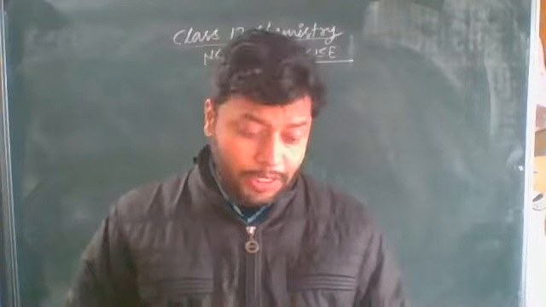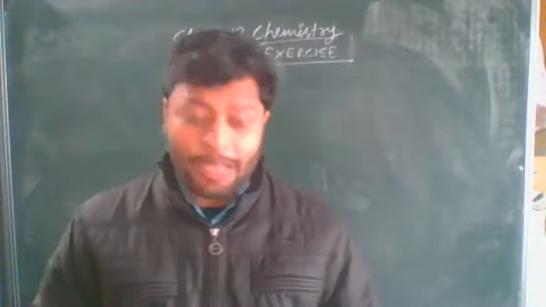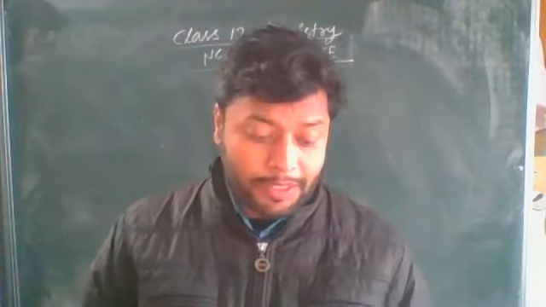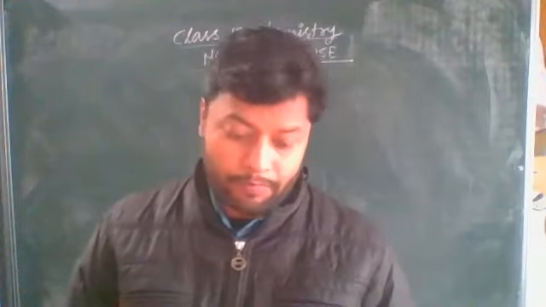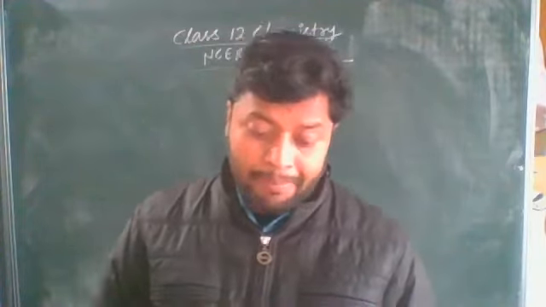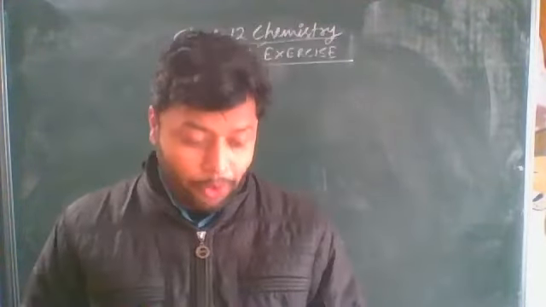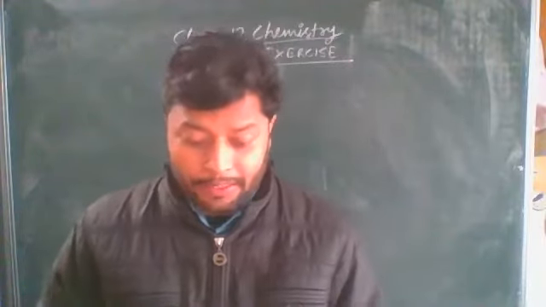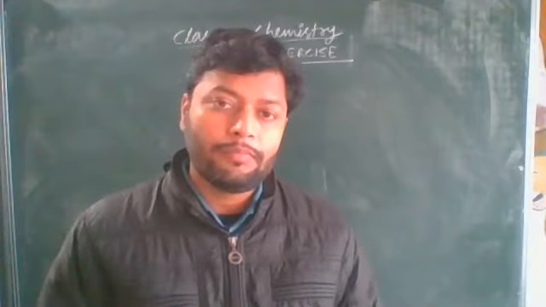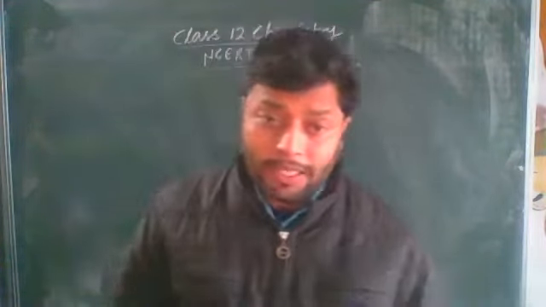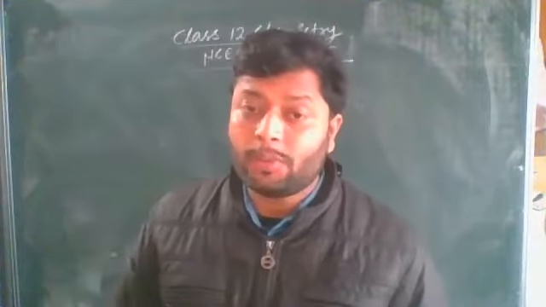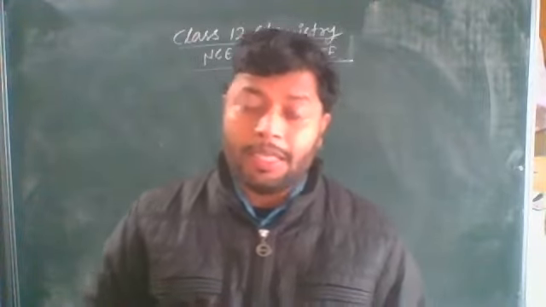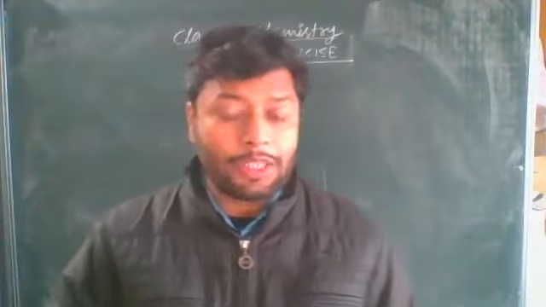The next question is about FeSO4 solution mixed with ammonium sulfate solution in a 1:1 molar ratio, which gives the test of Fe2+ ion. But copper sulfate solution mixed with aqueous ammonia in a 1:4 molar ratio does not give the test of copper or cupric ion. Explain why. Students, you should learn that when FeSO4 solution is mixed with ammonium sulfate, it will not form a coordinate complex. That's why the ferrous ion remains in the solution.